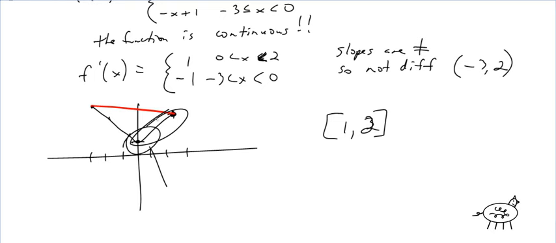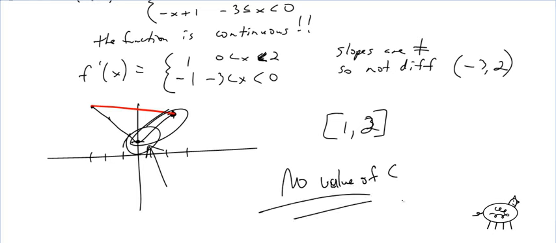But in this case here, because I had the corner in that area in the domain, the mean value theorem would not work out. So there is no value of C. So no value of C. Okay? Pretty mellow. All right, anyway, that's it for the mean value theorem. I showed you one that worked out, one that didn't work out.